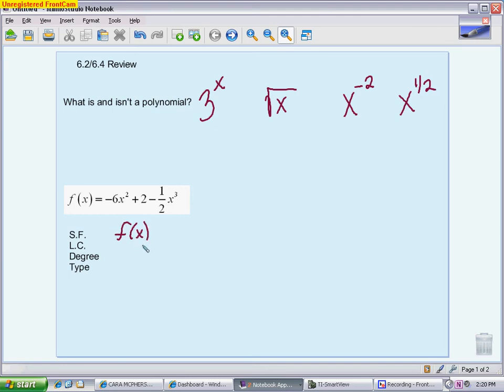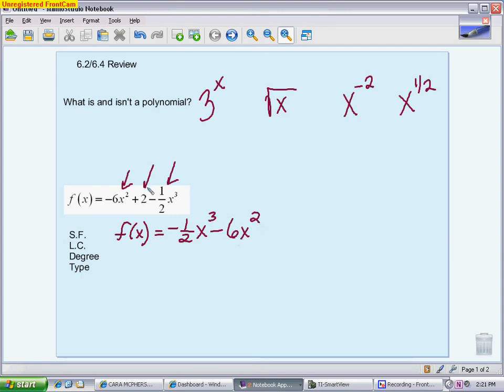What I want to do is rearrange my terms so that I have the highest degree first and then the next highest all the way down to the constant term if you have one. So for this one, the highest term is this last term. Make sure you bring the negative 1/2, that's its coefficient, with it. So you have negative 1/2 x cubed. The next term is going to be the x squared one. So you have a negative 6x squared.